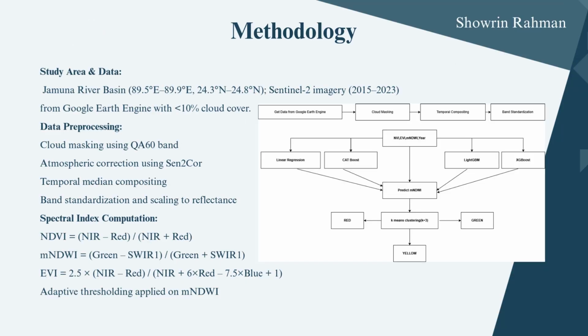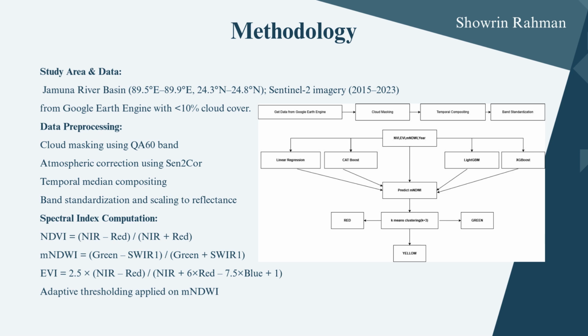We use Sentinel-2 imagery from 2015 to 2023, carefully selecting images with less than 10% cloud cover to ensure data quality. The preprocessing phase was critical. We applied cloud masking using the QA60 band to remove cloud interference, performed atmospheric correction with Sen2Cor for accurate reflectance values, and used temporal median compositing to create consistent datasets across seasons.